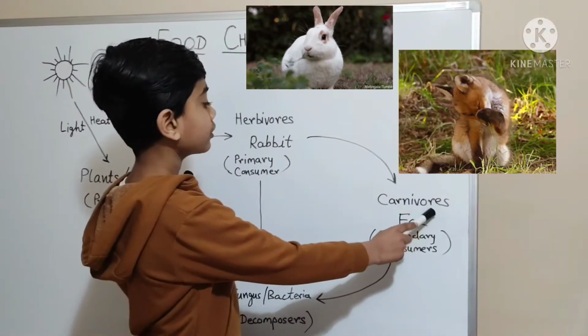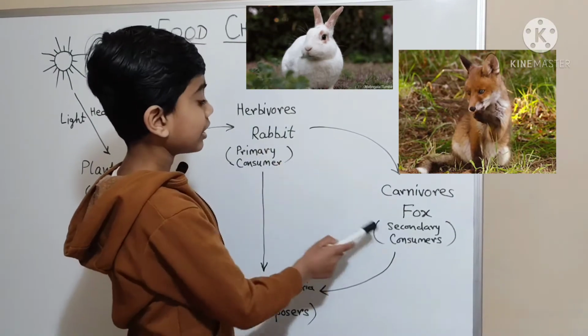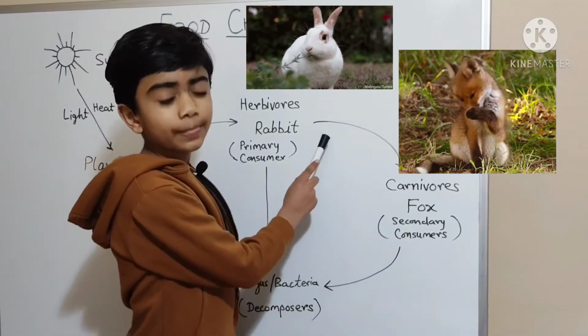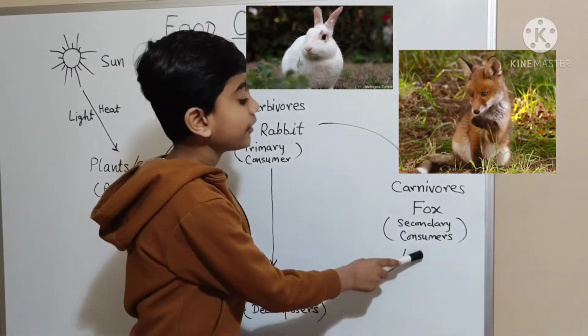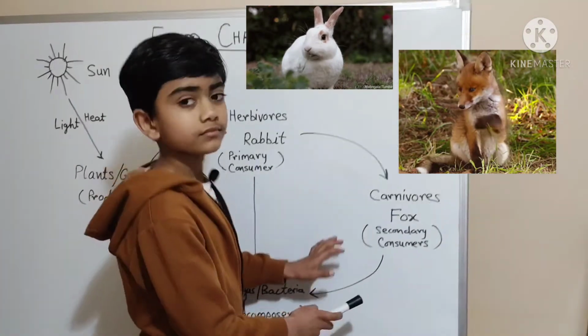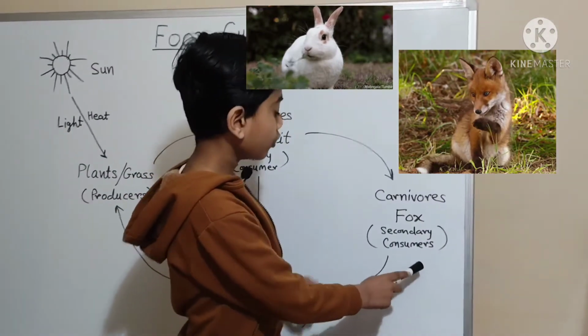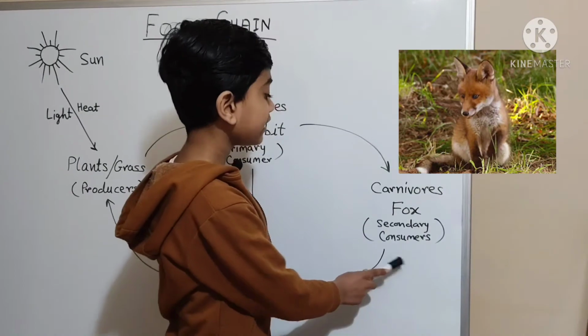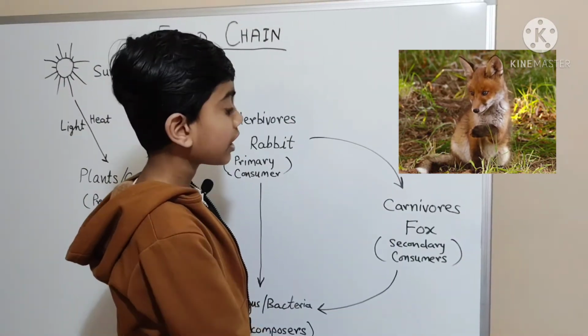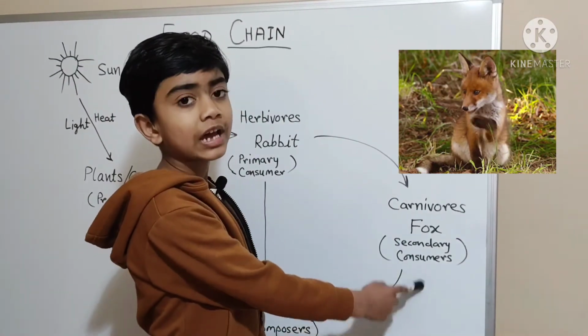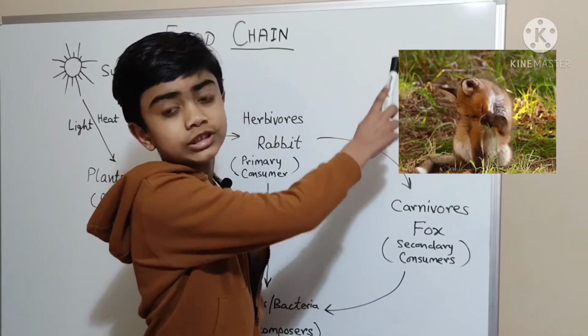All the carnivores eat herbivores. Foxes eat rabbits and that's why they are called secondary consumers. No animals eat foxes because they are the apex consumers and at the top of the food chain.